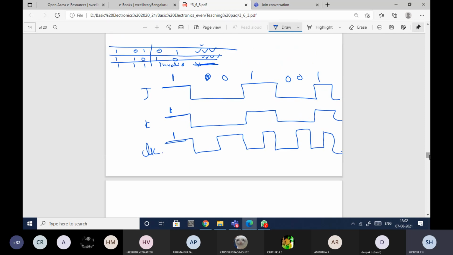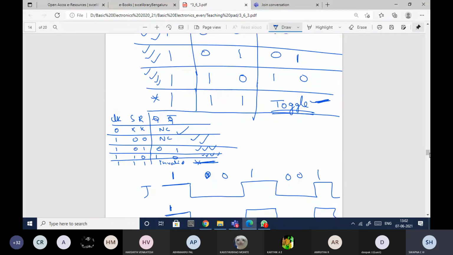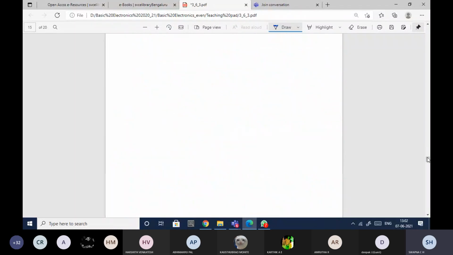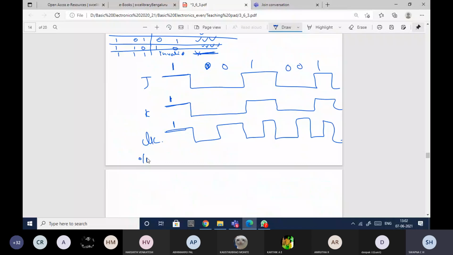If you just take the truth table, clock is 1, J is 1, K is 1. So what happens to the output? It will toggle. If the present state is 0, it will change to 1. Again it will change to 0, again to 1, then to 0. So in this clock pulse, I'm not getting one particular state, it is toggling between two values, 0 and 1, like that. This is the drawback of this JK flip-flop.